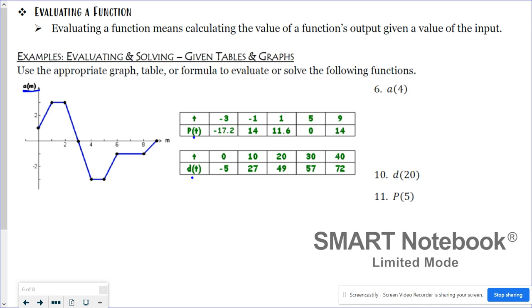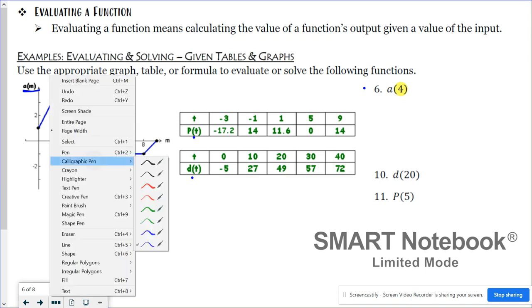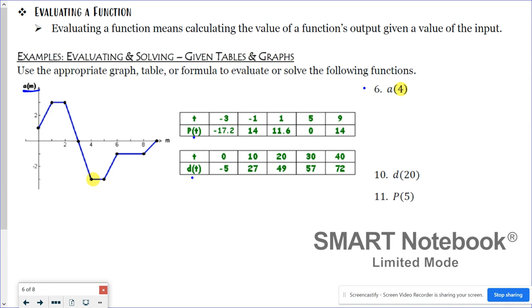So for a of 4, I want to look at the graph, and I want to find the point on my graph that has an x value of 4. Here it is. So my solution here will be the y value. Notice that my y value equals -3. So that would be the solution to number 6. A of 4 is -3, because that's the point on that graph. Okay? Nice and simple.